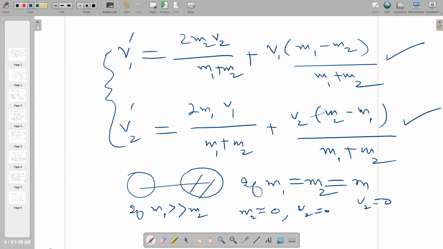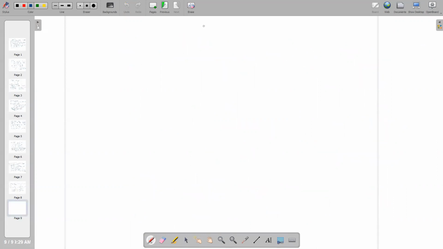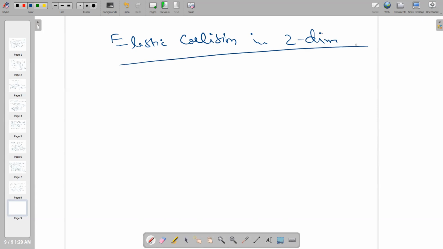Okay. After this, now I am going to the elastic collision in two dimension. So in two dimension, what does it mean? The same, the two bodies collide with each other. After colliding, they are not moving in the same straight line. One body is moving in this way and the other body is moving in this way. So how can we solve the equations?